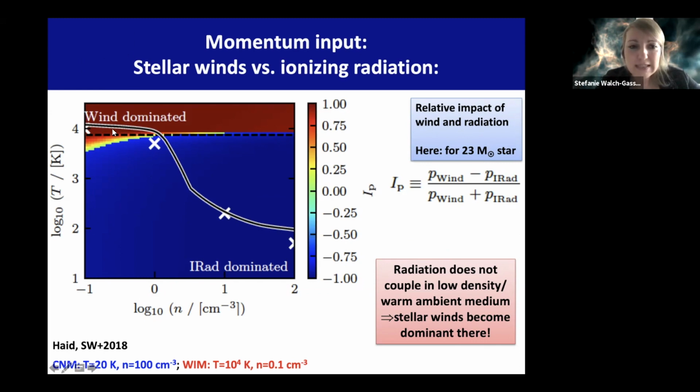The reason is that if the gas is already warm and ionized, then of course the ionizing radiation couples very little, because all it does is keep the gas from recombining, and there's no new gas becoming ionized. In this case, the wind, which is just inputting momentum that is conserved, would start to dominate over the radiation in terms of shaping the surrounding interstellar medium. So that's what I wanted to point out: it's very important to consider both effects if you have a multi-phase ISM.